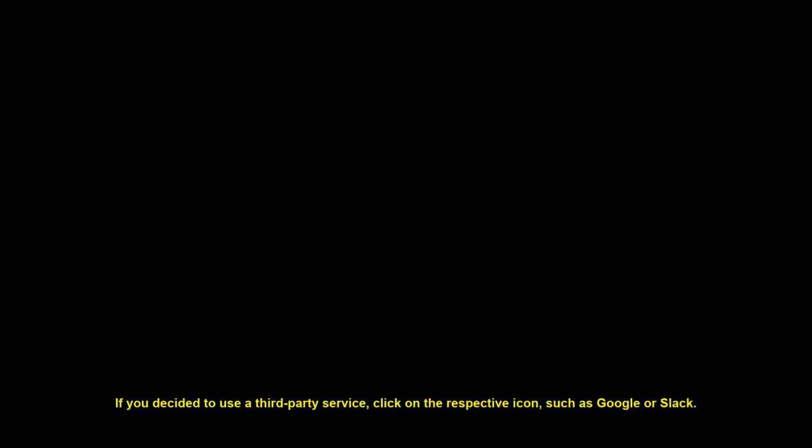If you decided to use a third-party service, click on the respective icon, such as Google or Slack. Follow the prompts to authorize access. Once you've successfully logged in, you will be taken to your Figma dashboard. From here, you can start using your Figma account and its features.